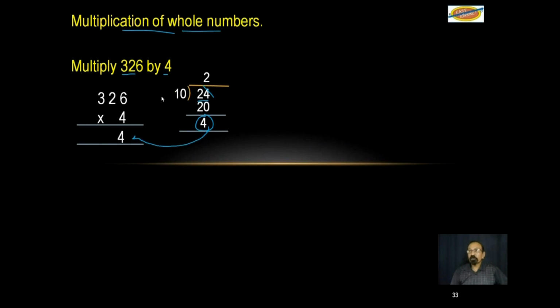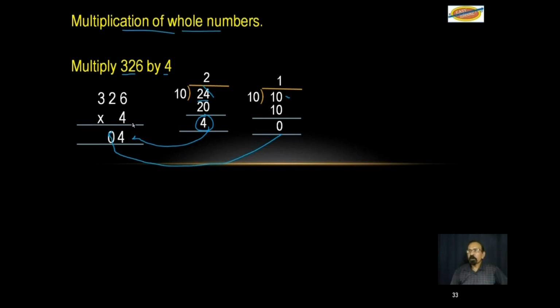And that 2 is 2 groups of 10. So 4 times 2 would give you 8. That's 8 groups of 10 plus that 2 will now give you 10 groups of 10. You divide by 10, you get 1 and you get 0 remainder. This 0 comes in the tens column.